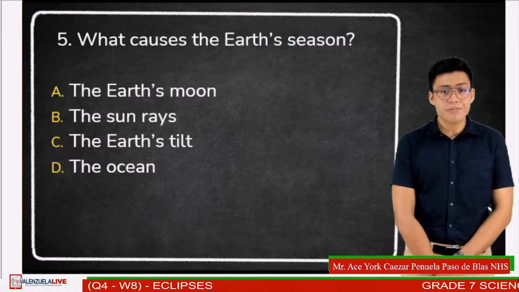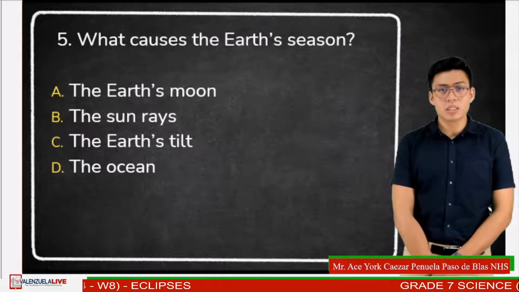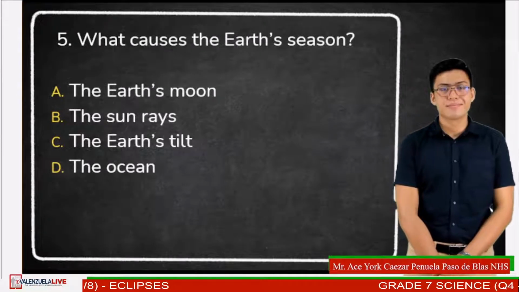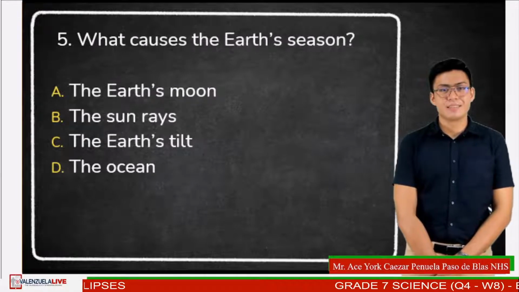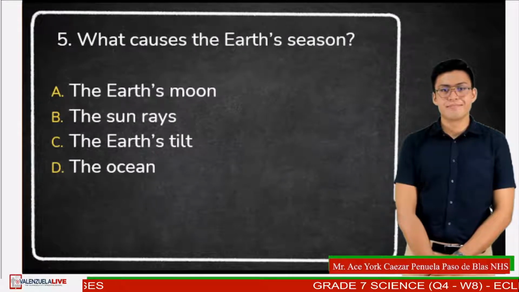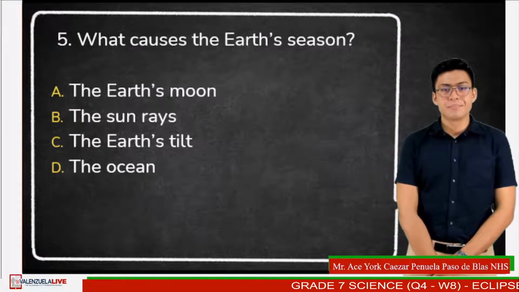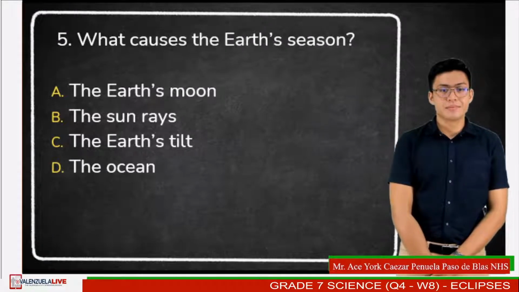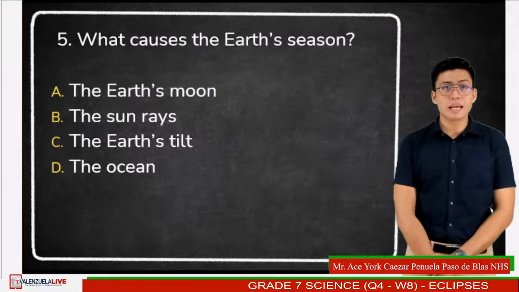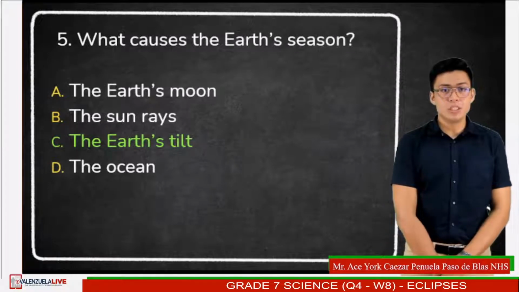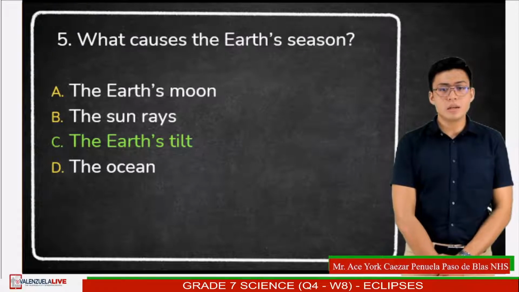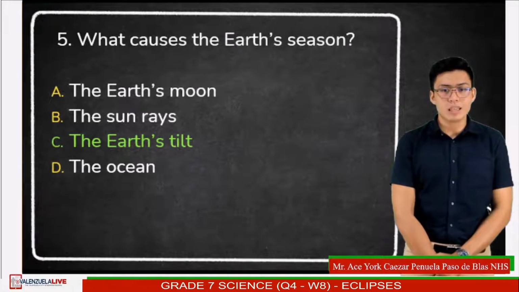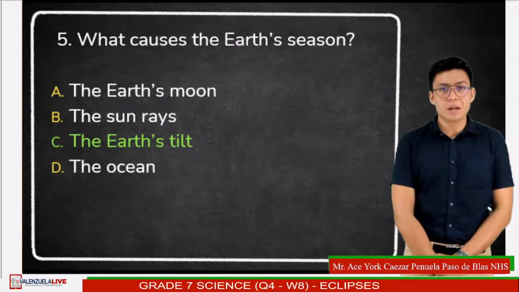Lastly, number 5, what causes the Earth's season? Okay, so the correct answer is letter C, the Earth's tilt. Nice job! You had really learned the last topic that was discussed. I think you are already prepared to unveil our lesson.